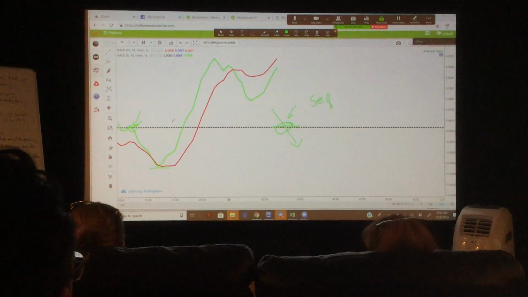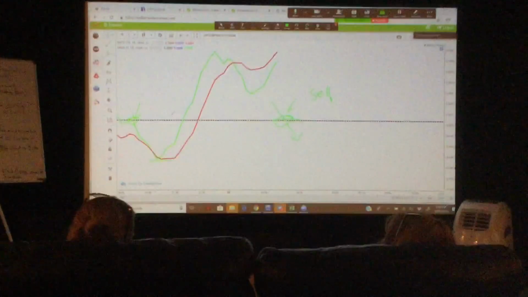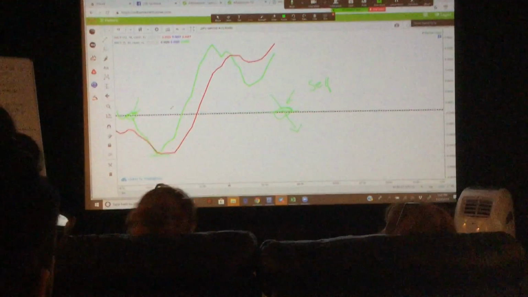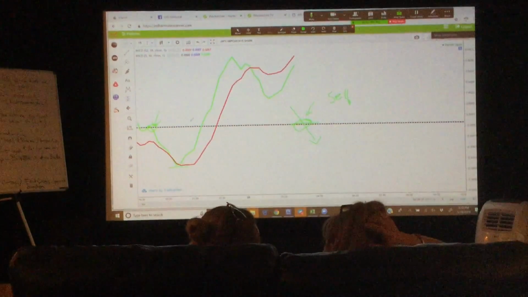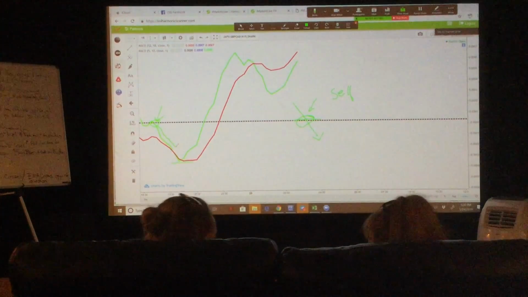As soon as it crosses the dotted line going down, you gotta sell. So if it goes lower, then what happens if you wait? That's more profit for you. The lower it goes, the more money you're making. Yeah, that's what I'm saying.